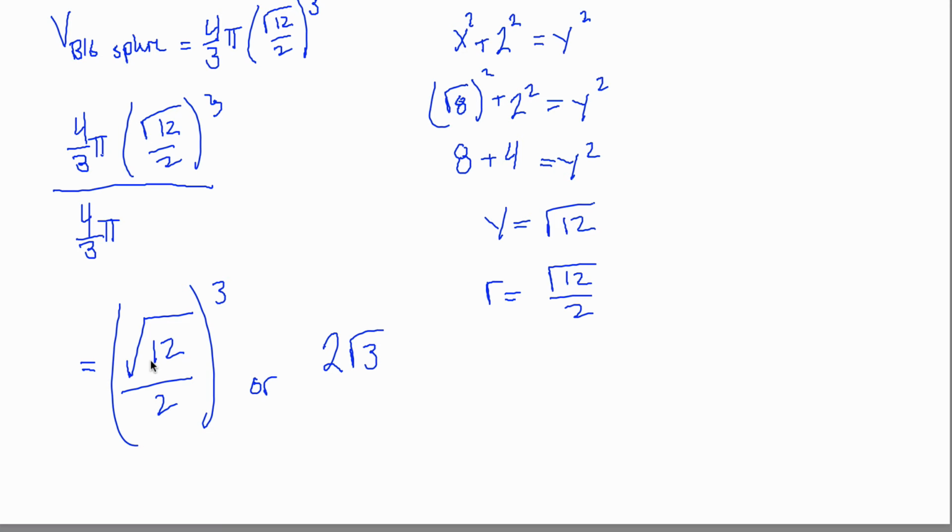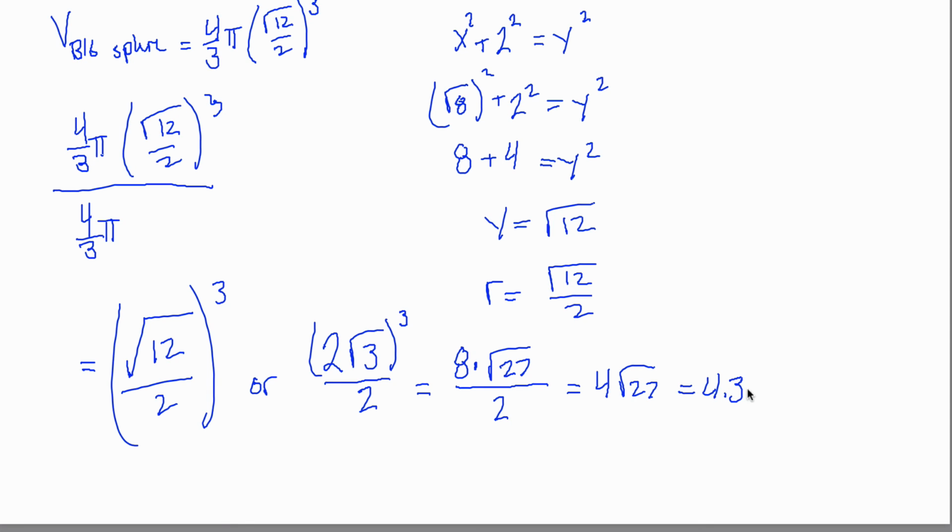The square root of 12 is the square root of 4 times the square root of 3, but the square root of 4 is just 2. So I can say that's 2 root 3 divided by 2, but the 2 root 3 is cubed. So I can take that cube and I can cube both of these, and that gives me 8 times, I don't know, the square root of 27, maybe, divided by 2, because I'm not cubing the bottom. And this 8 and this 2 can cancel each other out, and it can give me 4 times the square root of 27. But the square root of 27 is the square root of 9 times the square root of 3. So I can say this is 4 times 3 root 3, or this is equal to 12 root 3.